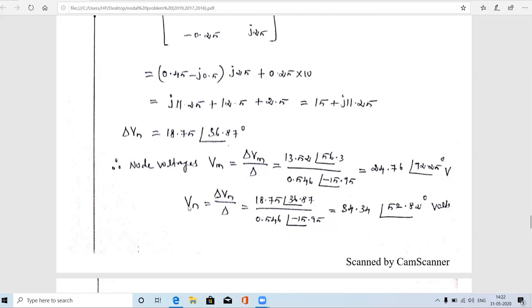Similarly, the node voltage at node n is calculated as del Vn divided by del. So substitute del Vn divided by the del value. The magnitude you just divide, the angle you just subtract. So 18.75 divided by 0.546 is 34.34. And the angle you have to subtract, not divide. So the angle is 52.82 degrees volt. So these two are the nodal voltages of the given AC circuit.